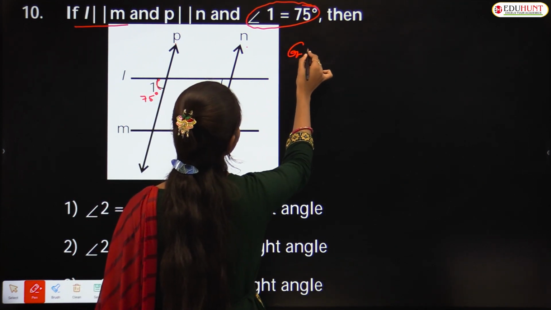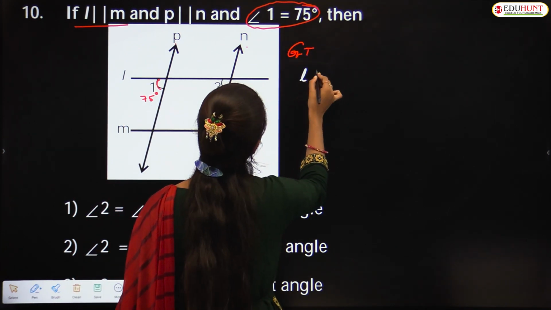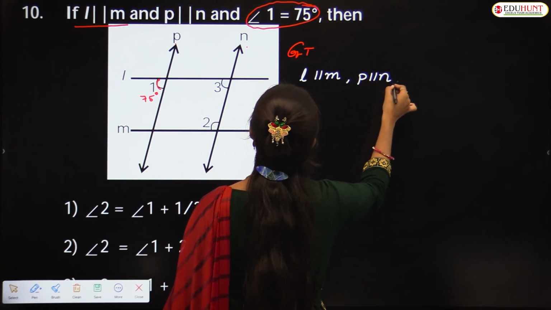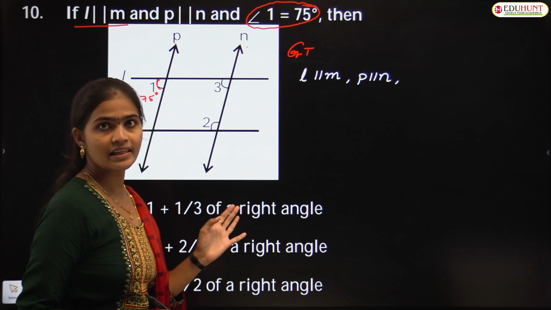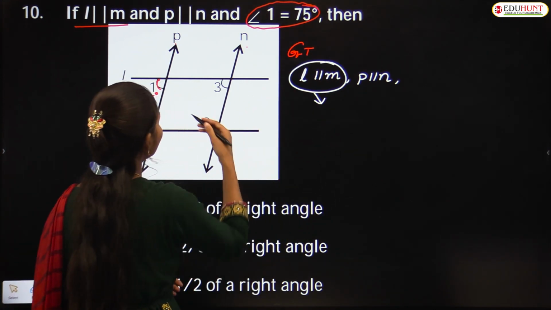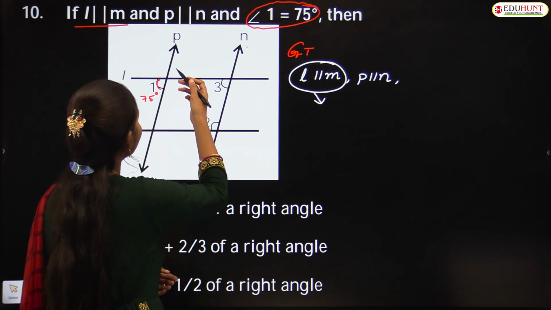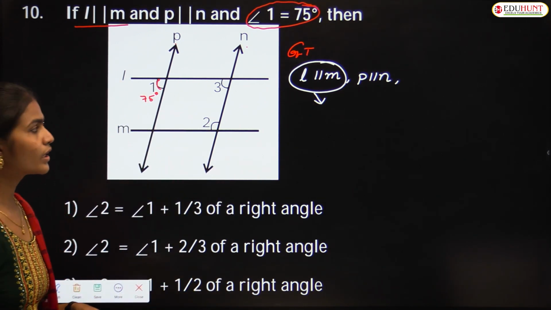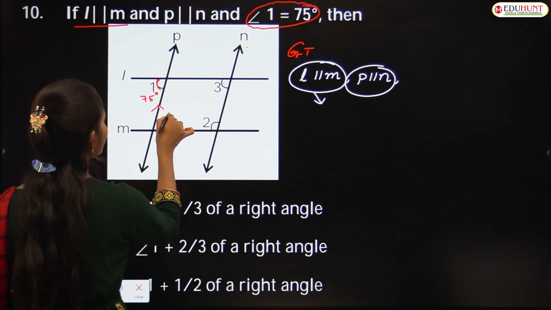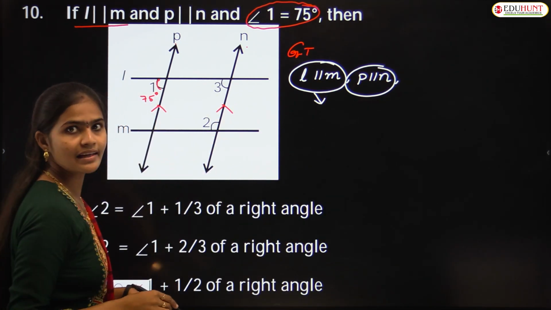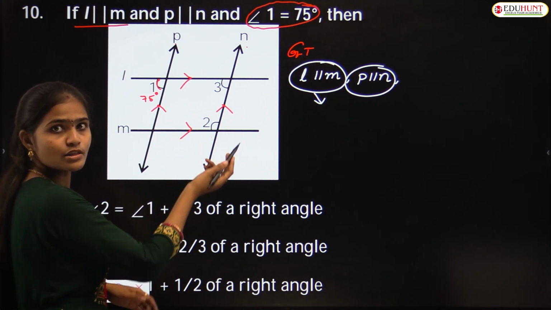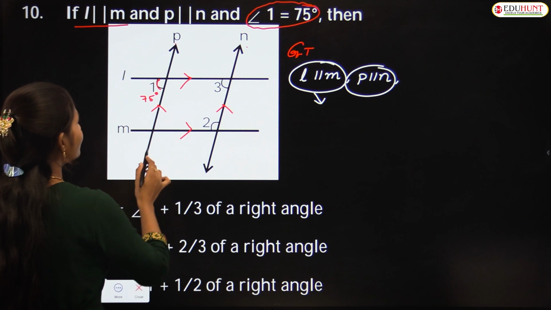Given that L is parallel to M, P is parallel to N. Okay, those two are the given conditions. First I am going to take L is parallel to M, then which is a transversal? Here P is a transversal. And here P is also parallel to N. So these two lines we can consider parallel lines only. Here these two lines are parallel and these two lines are also parallel. That's why I am taking that condition.